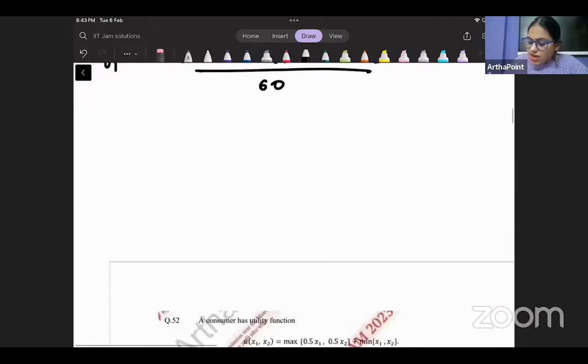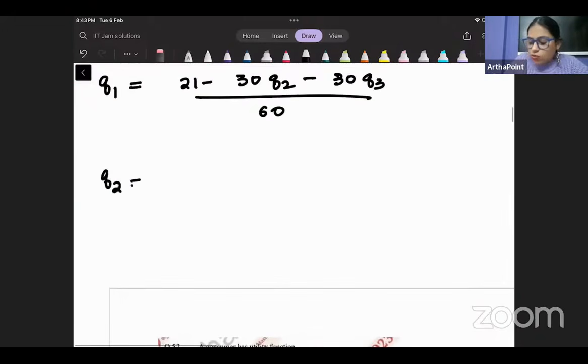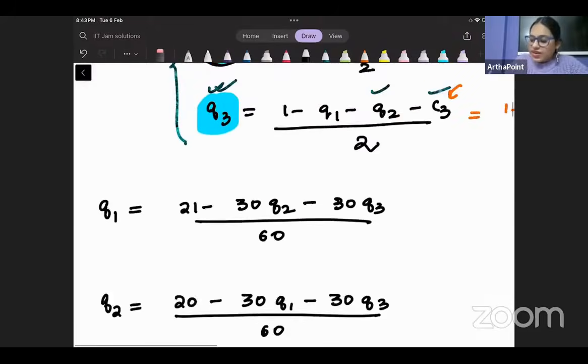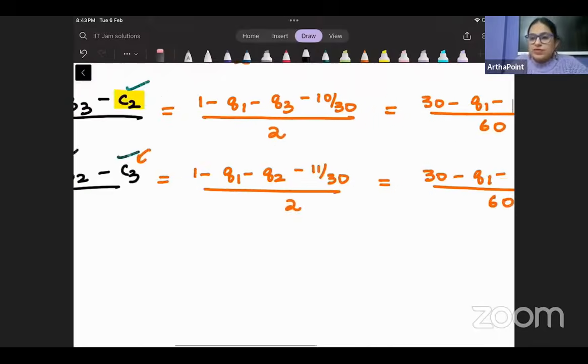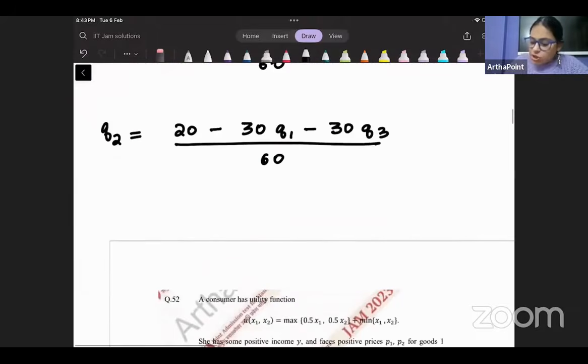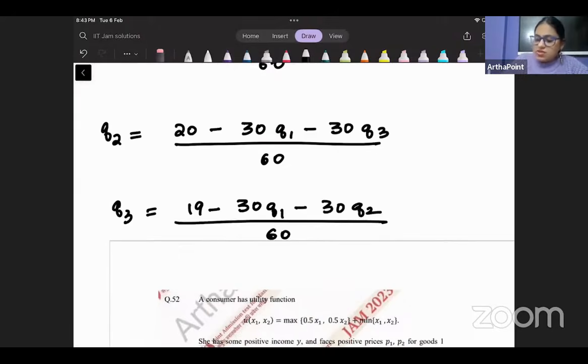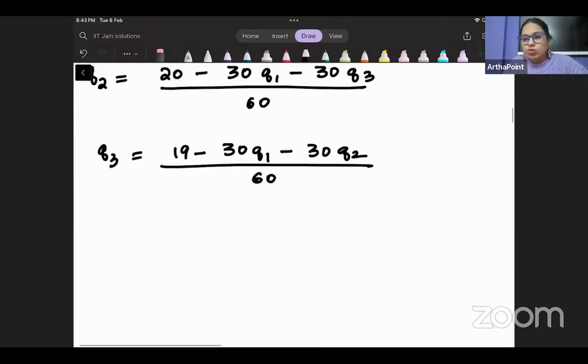तो सेकेंड इक्वेशन क्या आ गई है बच्चे? I have got Q2 is equal to 20 minus 30 Q1 minus 30 Q3 by 60. और ऐसे ही Q3 का वैल्यू what I have got? I have got this. So I will just plug this in. So I will get Q3 is equal to 19 minus 30 Q1 minus 30 Q2 by 60. Clear है बेटा? I have got Q1, Q2 and Q3s.